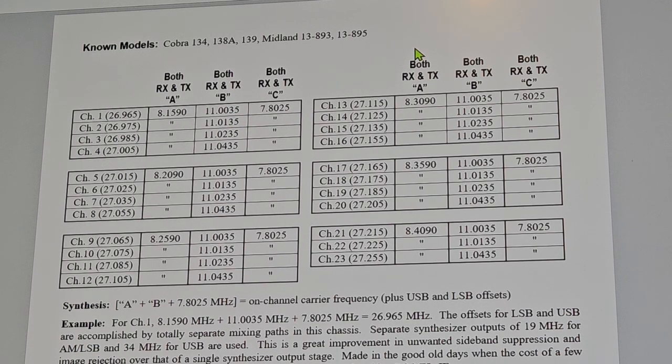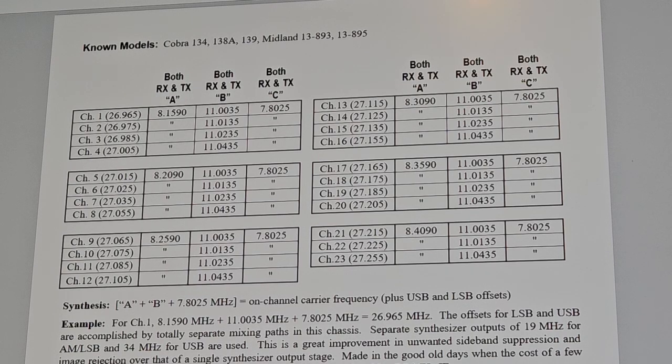So I just need to get my piece of paper out and add up these other ones, like I did earlier. So we're going to be using 7.8025 and 11.0035. Yeah, okay. So do the math here. 608. So we're looking at 18,806.